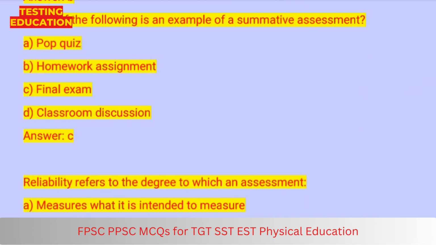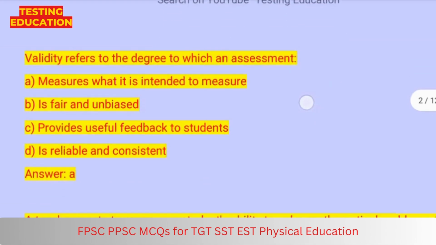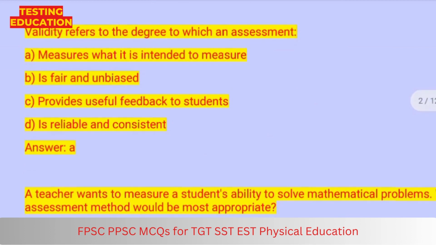Which of the following is an example of a summative assessment? Answer: final exam. Reliability refers to the degree to which an assessment. Answer: yields consistent result over time. Validity refers to the degree to which an assessment. Answer: measures what it is intended to measure.